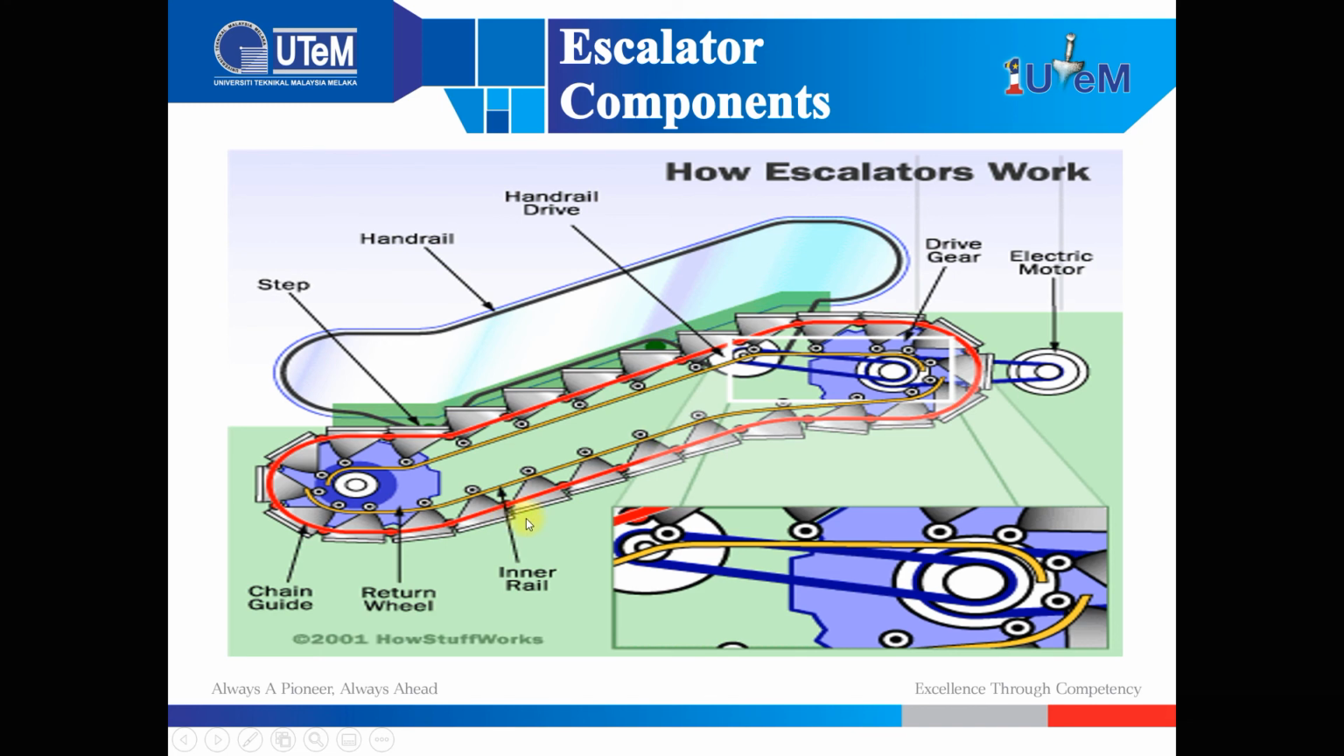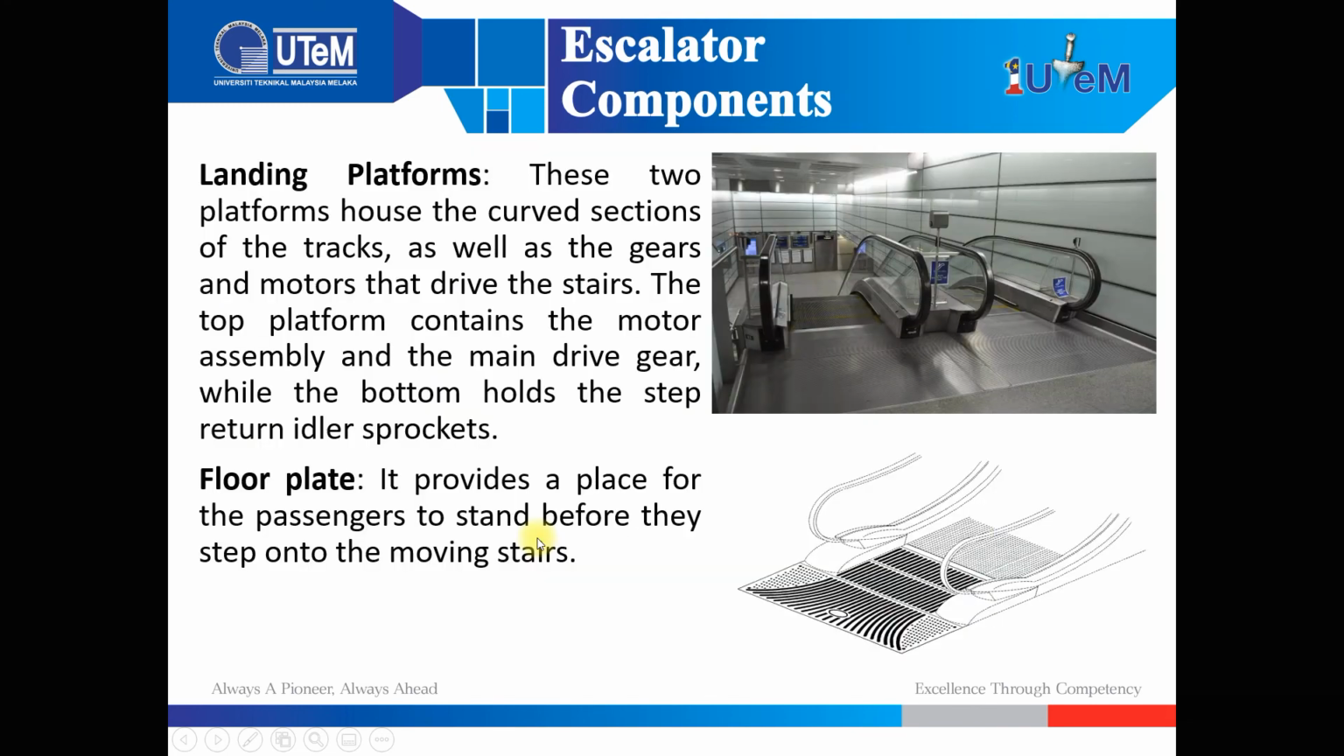Okay, and then the landing platform and the floor plate. The landing platform, these two platforms house the curved section of the tracks as well as the gears and motors that drive the stairs. Ni di bahagian atas lah. The top platform contains the motor assembly and the main drive gear, while the bottom holds the step return idle sprocket. Dia ada bahagian up platform and the bottom platform. The floor plate provides a place for the passengers to stand before they step into the moving stairs.